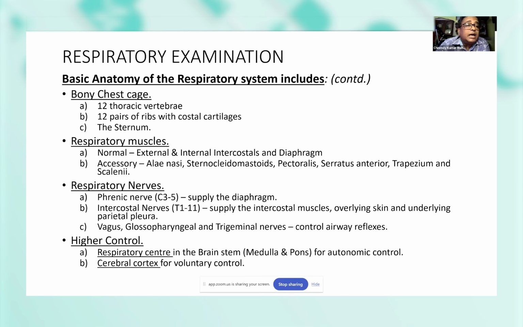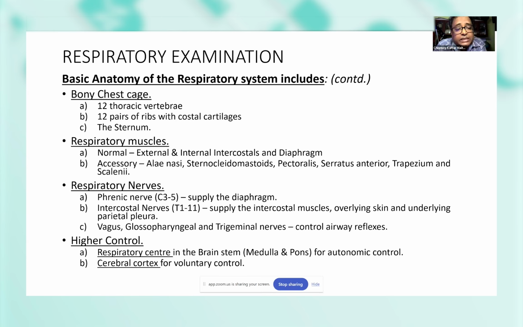Now comes the higher control. The respiratory center is situated mainly in the medulla and partly in the pons, which is responsible for the autonomic control of breathing. It's like the cardiac pacemaker, the sinus node. Our respiratory drive actually comes from the medulla. And this is the autonomic part of the respiratory system.